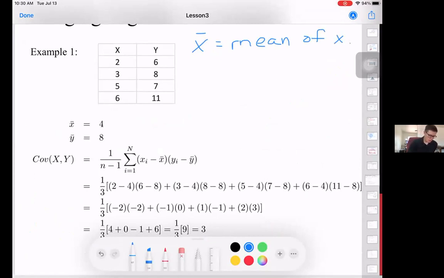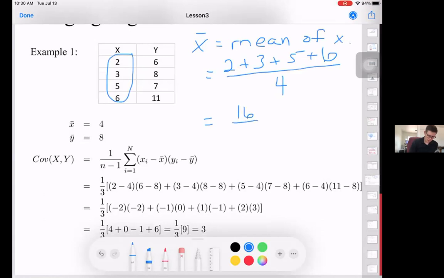So all we're going to do is add up 2 plus 3 plus 5 plus 6 and divide it by the number of observations, 4. So what's that? 5 plus 5 is 10, plus 6 is 16. So we're going to get 16 divided by 4. So that's 4.